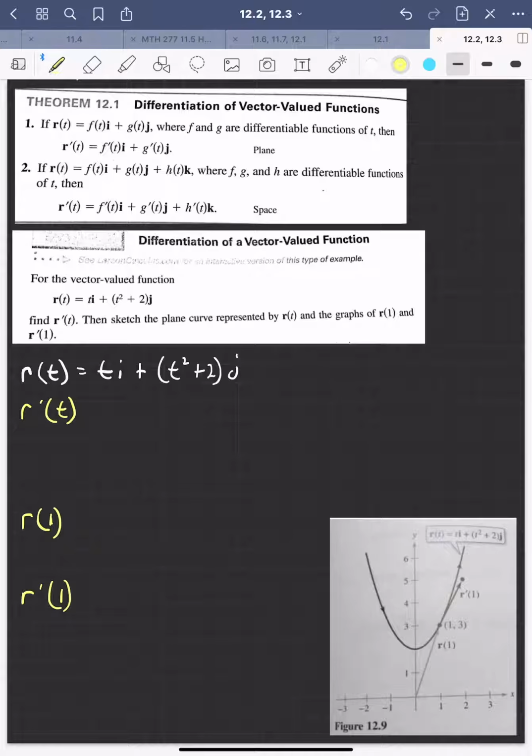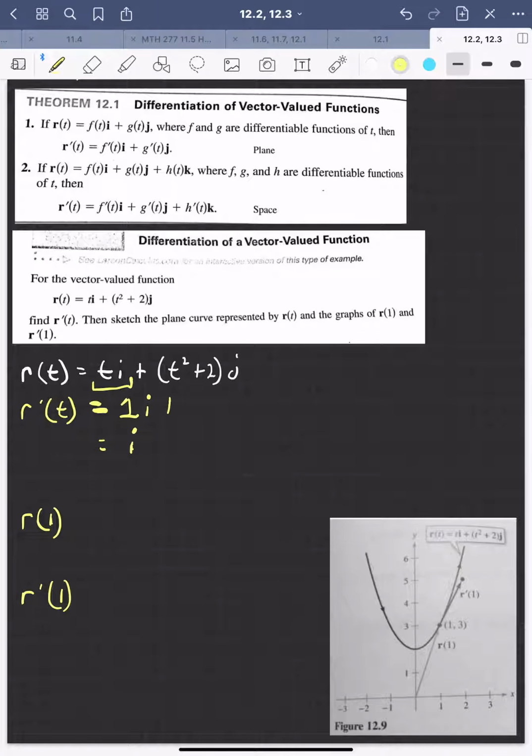So as I said, we get to just go component by component. So what's the derivative? Let's start here with i. What's the derivative of t? Well, just like the derivative of x, dy/dx is just 1, the derivative of t would just be 1. I'm going to write it even though it's going to be 1i. And I agree with you, normally you would leave that as just i. But I just want you to see it. This is the first problem.